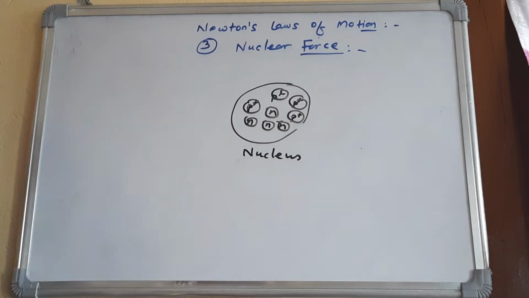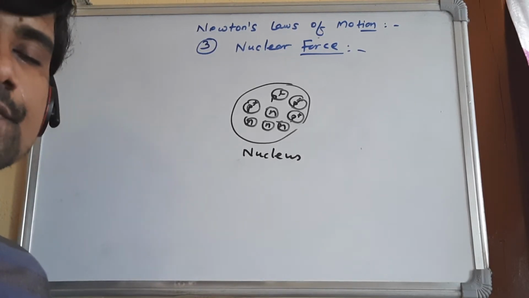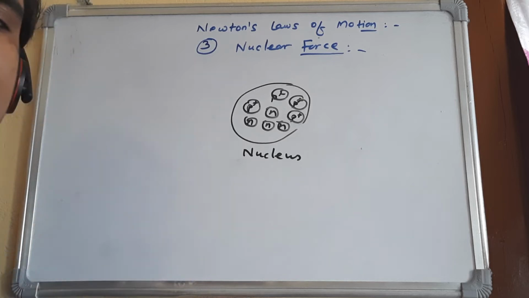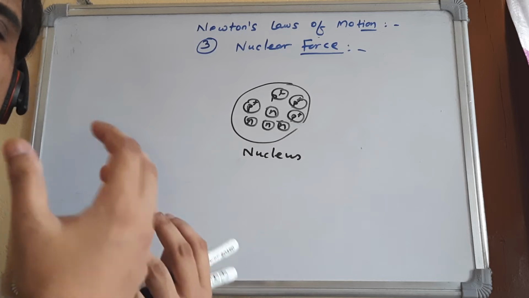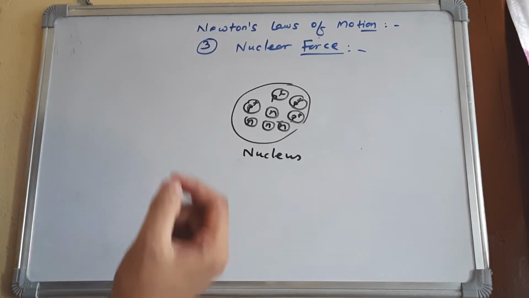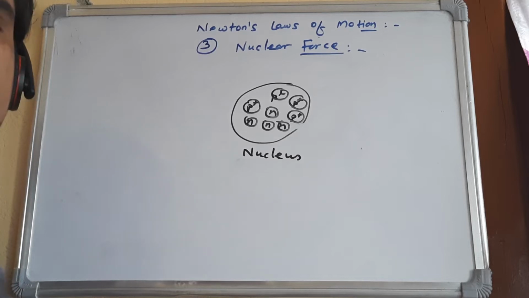So there exists a force between these subatomic particles which is called nuclear force, which is holding the nucleus together. And this force only exists if the distance between these two particles is in the order of angstroms or femtometers, 10 to the power minus 12 or something like that, very small distances between these two particles, and these types of forces are called nuclear forces, right?